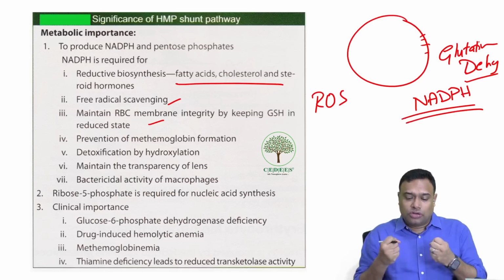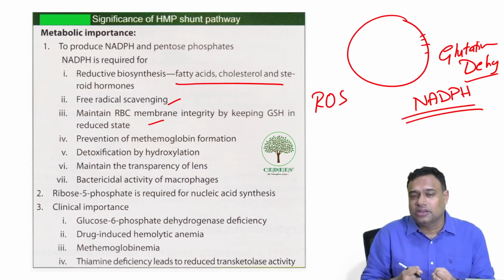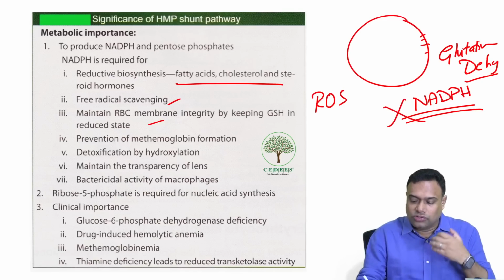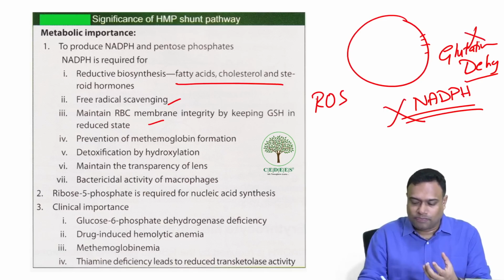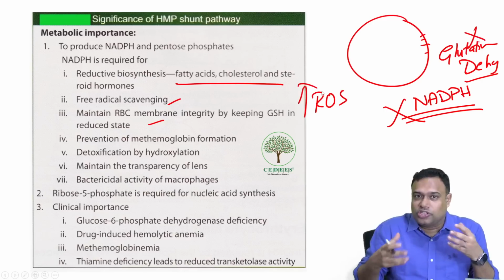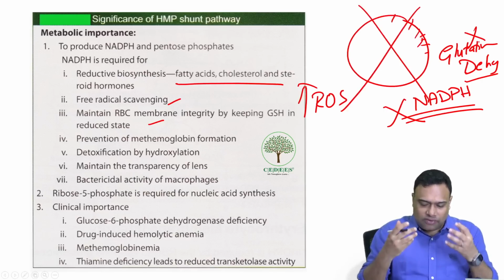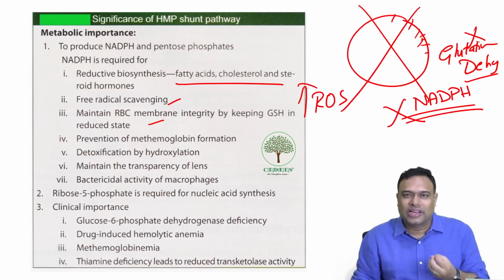NADPH makes sure your glutathione dehydrogenase remains in a reduced state, right? So if you don't have NADPH, your glutathione dehydrogenase, your antioxidant enzymes, are not functioning. Therefore, the reactive oxygen species become hyperactive. They act on the cell wall, the RBC breaks, and it results in what is called hemolytic anemia.